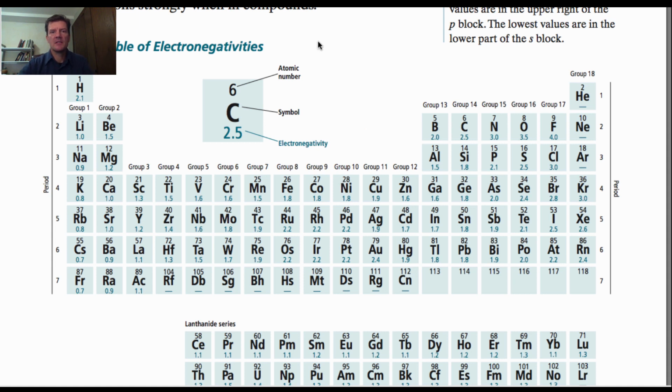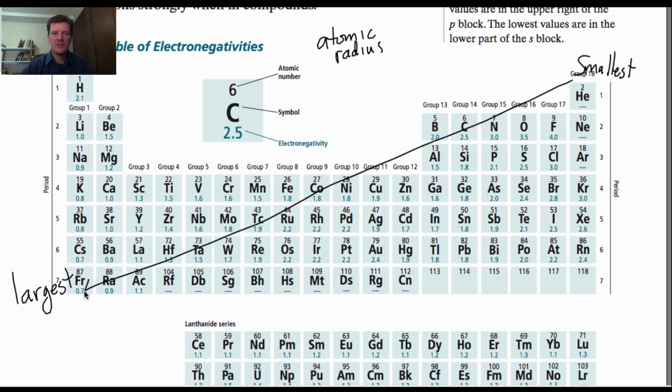So, atomic radius, that's the size of the atom, and basically the smallest ones are up here, smallest, largest. So I'm going to draw an arrow. I'm going to draw it the opposite way that I did before. Okay, here going down, increasing in size. Okay, increasing size. Now, what are all the other trends? Let's look at ionization energy.